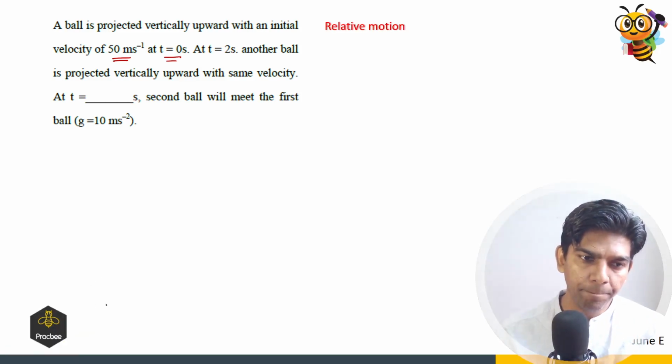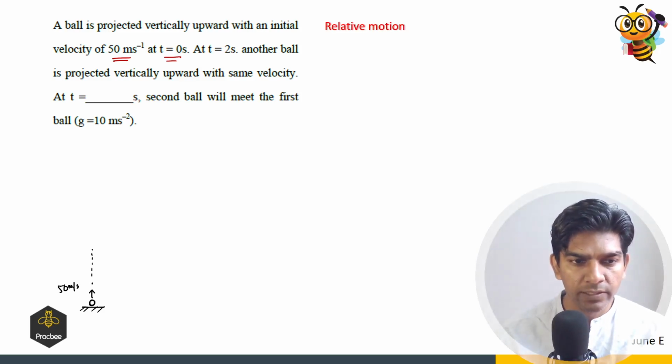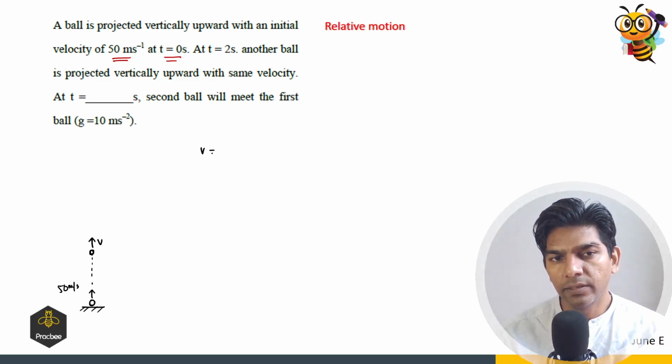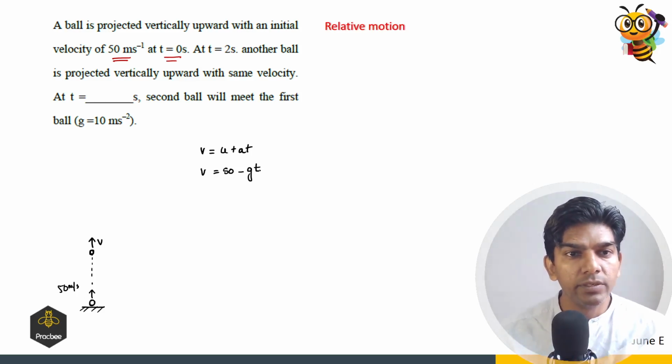Right, so from the ground, we have thrown a ball in the upward direction with a velocity of 50 meters per second. And after 2 seconds, let us say it has reached this particular position. And what should be the velocity? Let us find this v. So we can apply the first equation of motion, v is equal to u plus at, for the first ball. So u is 50, I'm taking upward as positive and downward as negative. So minus g times t, and time is 2 seconds.